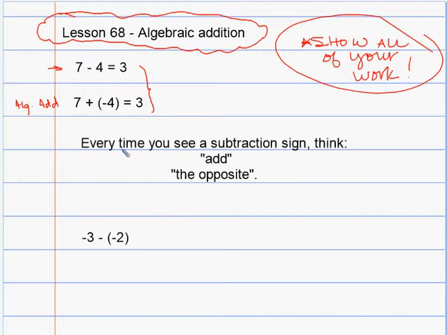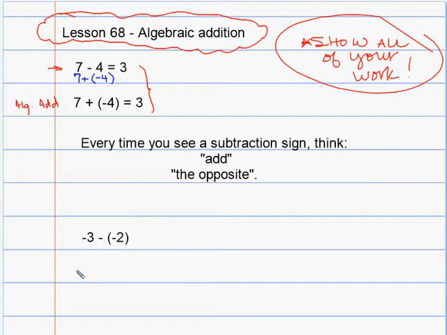Okay, where every time we see a subtraction sign, we are going to think add the opposite. Okay, so just back up here real quick. We saw the subtraction sign, and so we would write this as 7 plus, and then we would put the negative 4 in there. And what this really says is add 7 plus the opposite of 4. Well, the opposite of 4 is negative 4, and so 7 minus 4 would be 3, or 7 plus a negative 4 is 3.